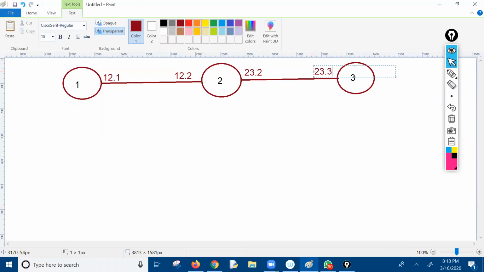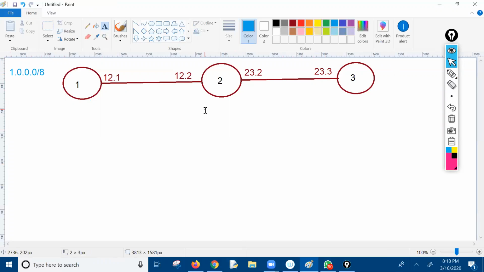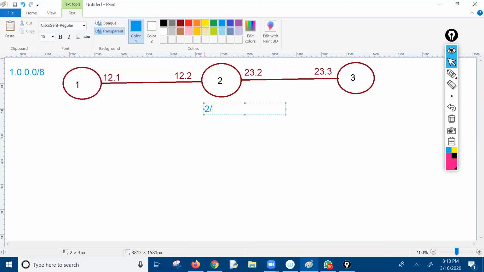Now we have a LAN behind R1, that is my LAN network 1.0.0.0/8, classful information. We have a LAN of 2.0.0.0/8, and we have a 3.0.0.0/8 network over there.